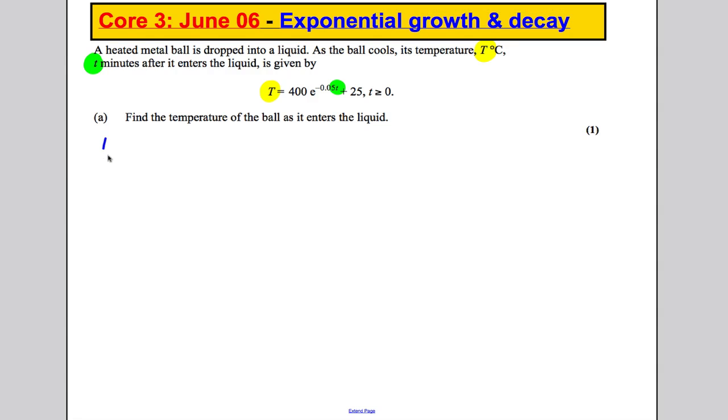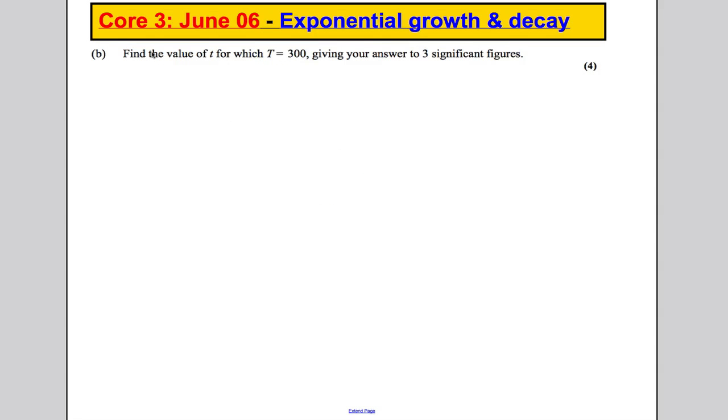Well, that is when t is equal to 0. So capital T would be 400 e to the 0 plus 25. Capital T would therefore be 425 degrees Celsius. Simple. Part B. Find the value of t, the time for which T is 300.